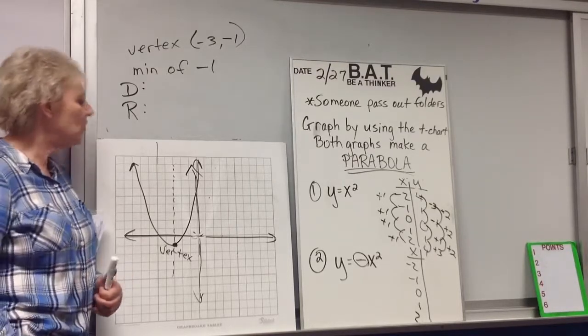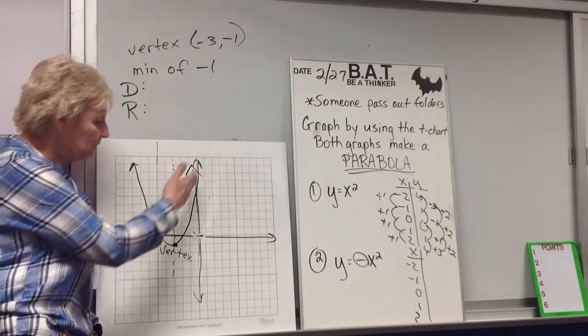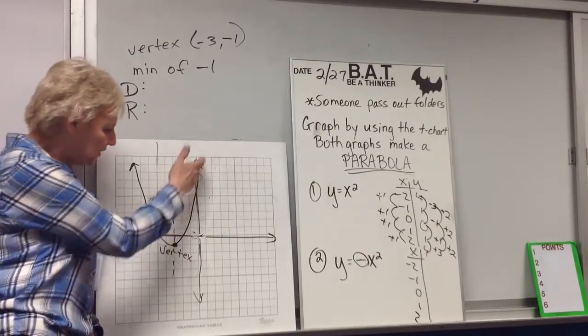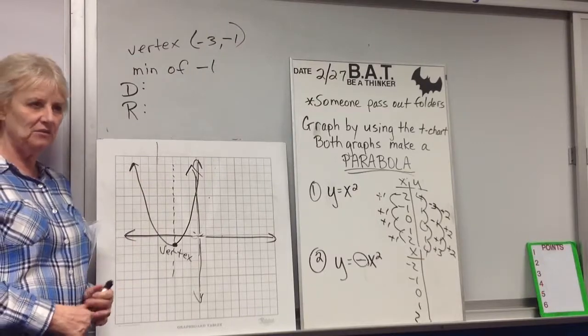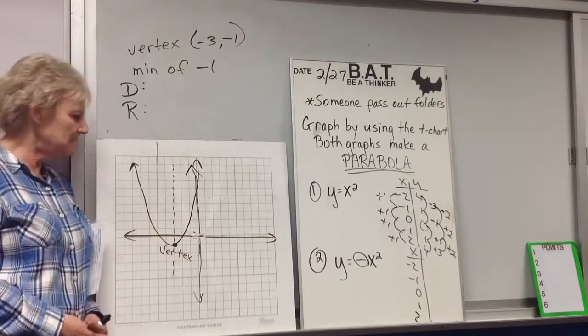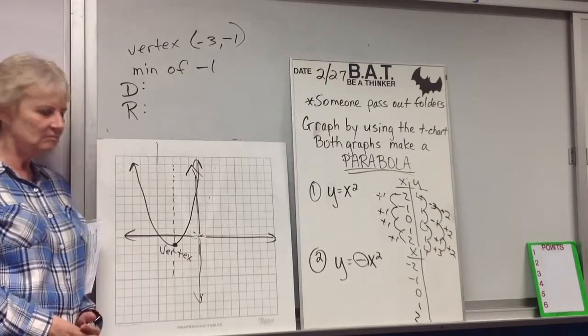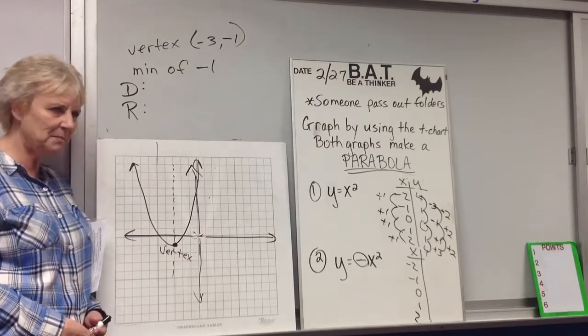All right. Okay, now, I want you to think of all the points in the world on this parabola. Is there any x value, that's left and right, that can't be on that parabola? Can you pick any x value that can't be on it?